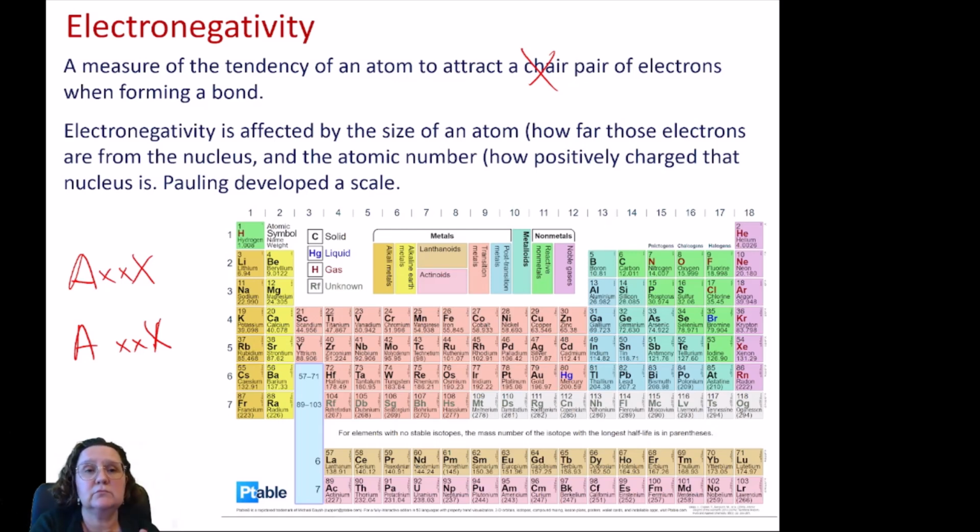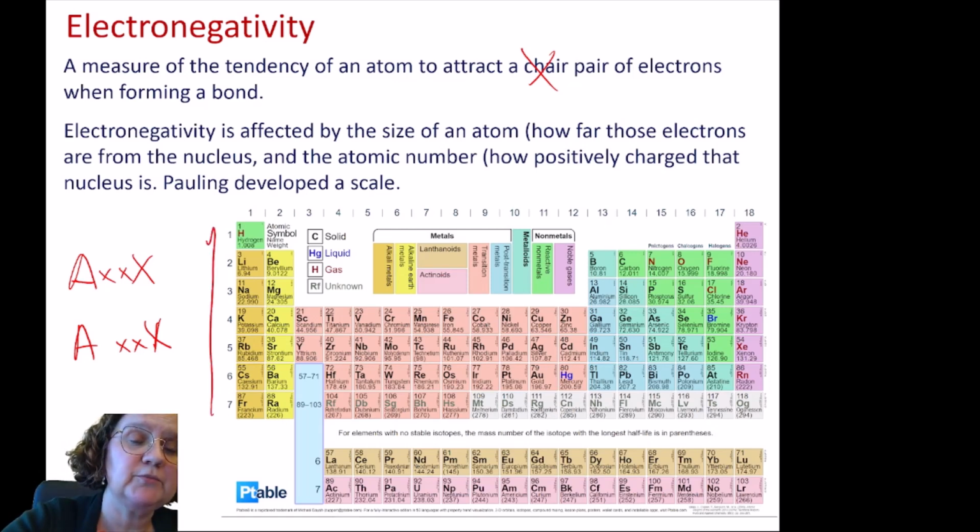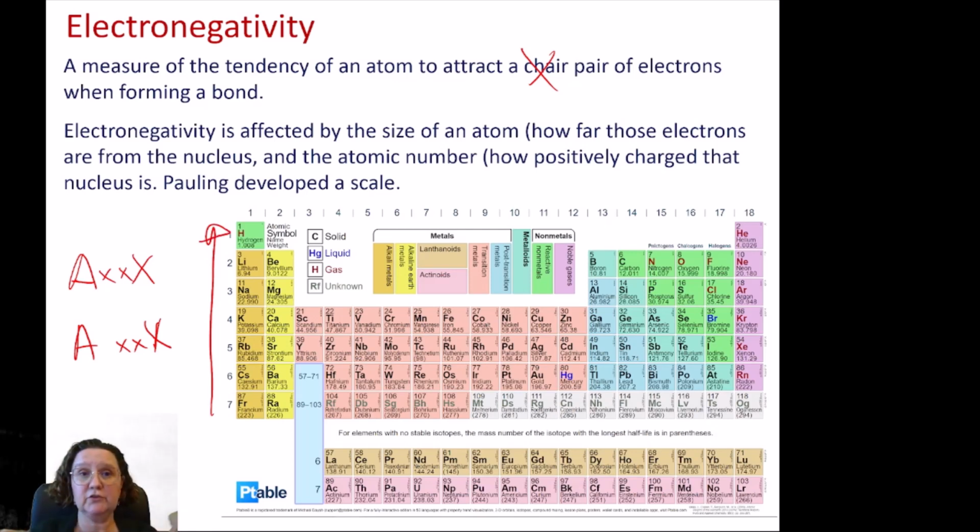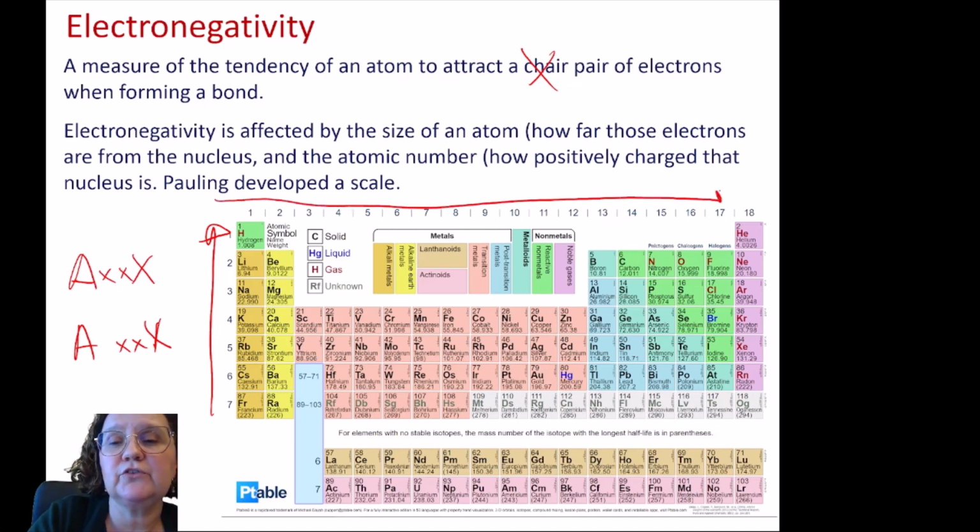The smaller it is, the closer those electrons will be to that nucleus, the stronger it will be able to attract them, and how strong that positive charge is. Because the higher the atomic number, the stronger that positive charge is, the stronger it is to attract it. So electronegativity increases as we go up the group because the atoms become smaller. If the atom is smaller, it will be much more able to attract those electrons that it's sharing with another atom. And electronegativity increases as we go towards the right in the periodic table.